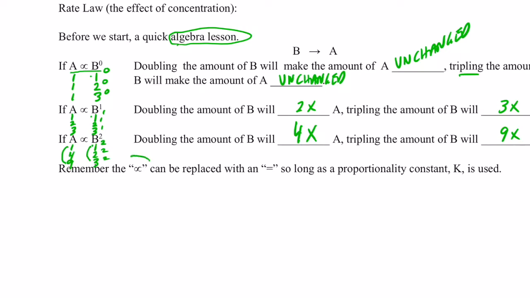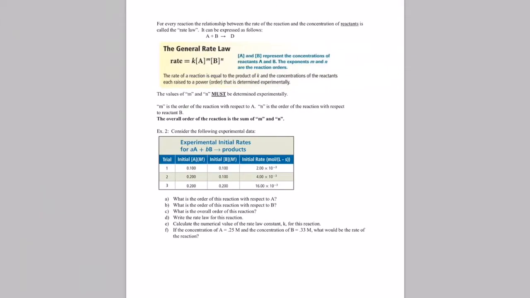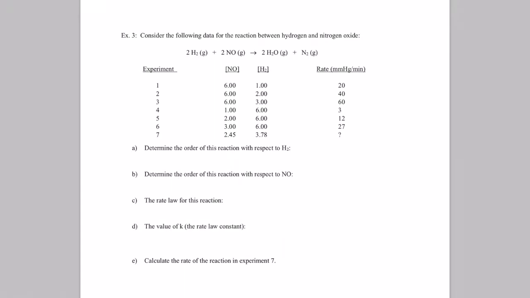Now, just a reminder, proportionality signs can be replaced with an equal sign, so long as we add a proportionality constant in the equation, which we have when we do rate law problems. Remember, rate laws always begin with R equals K, and then for our generic reaction, we have reactant A to some power of M, reactant B to some power of N. We could even have 3 reactants, reactant C to some power of O, and so on. Okay? All right, let's go ahead and try another problem.